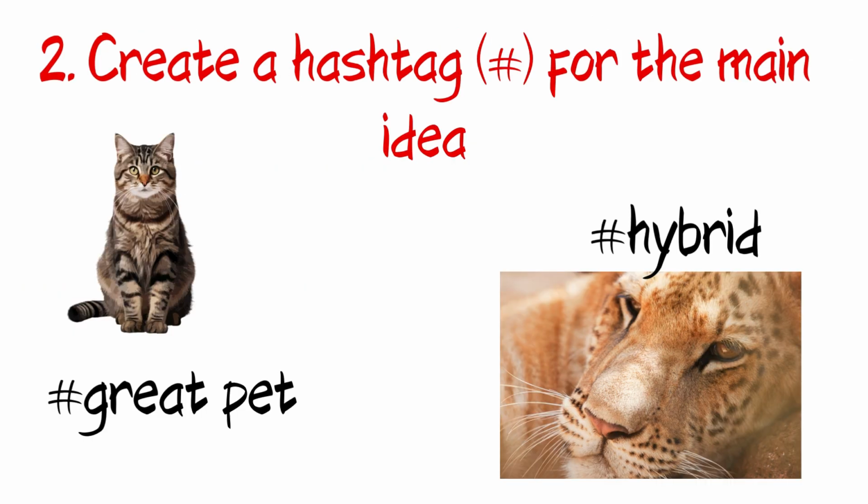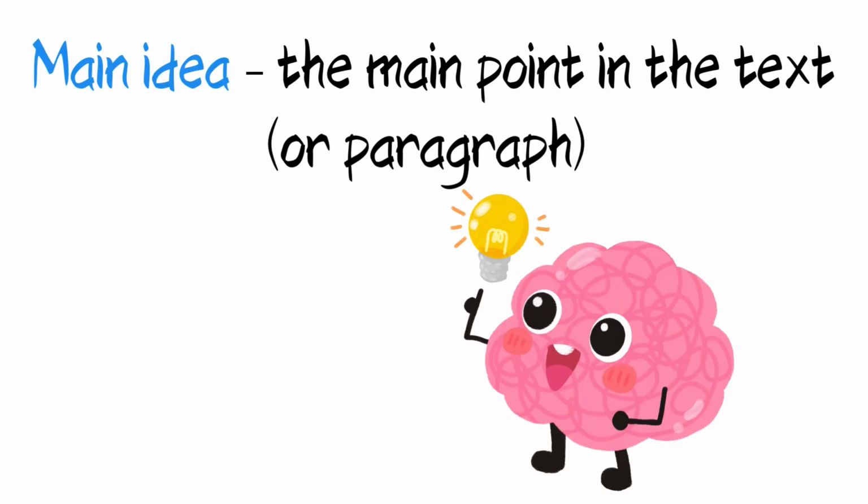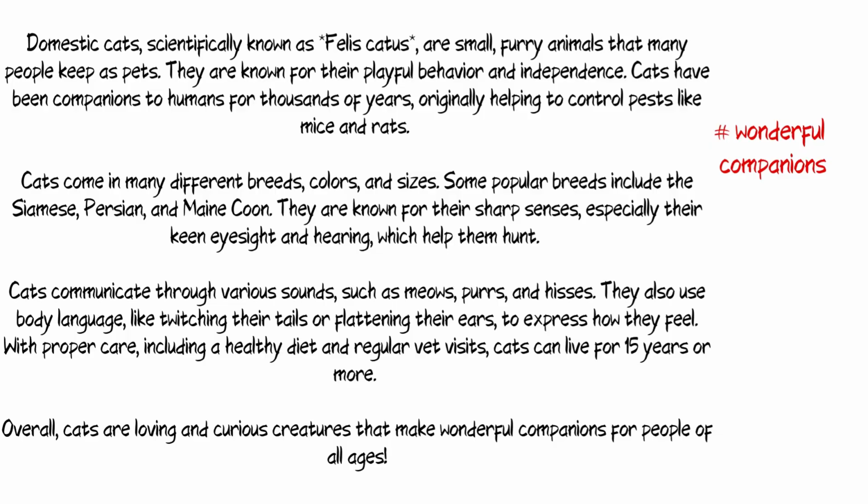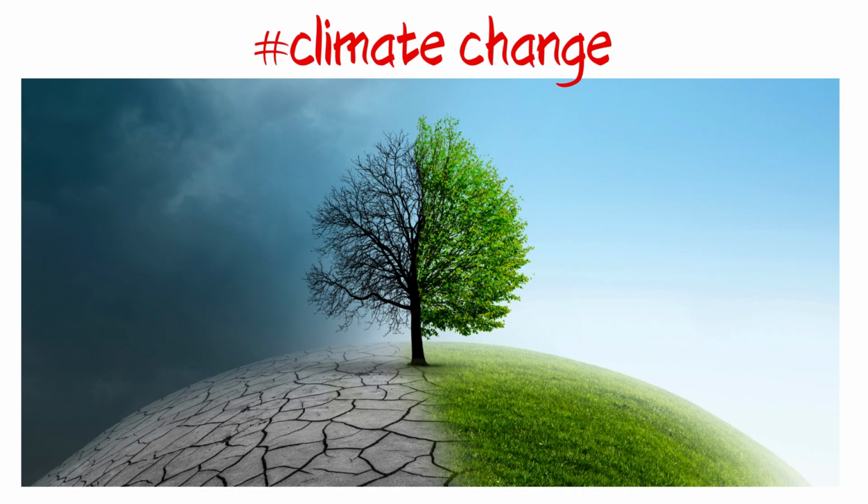2. Hashtag the main idea. First, let's focus on the main idea. As you read, look for the main point of the text. When you find it, write a hashtag in the margin next to it. For example, if the main idea is about climate change, you might write hashtag climate change next to that section. This helps you quickly find the main idea later.